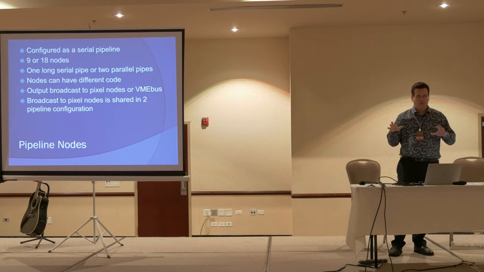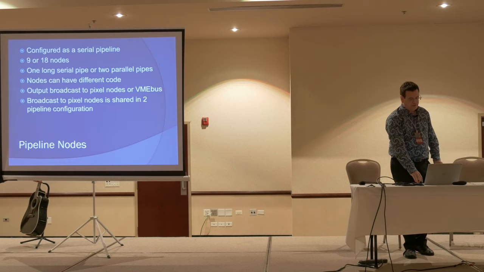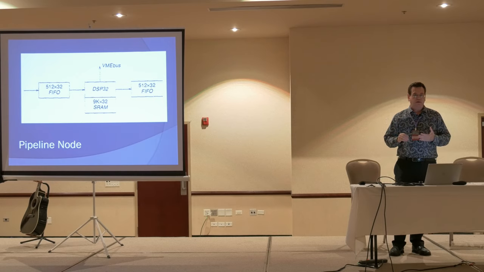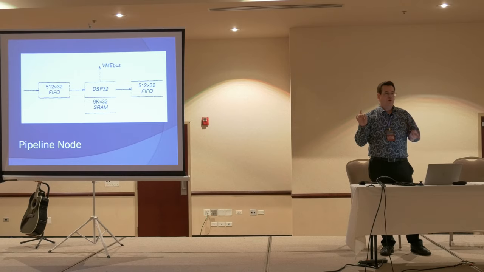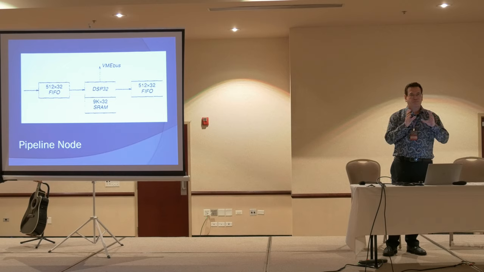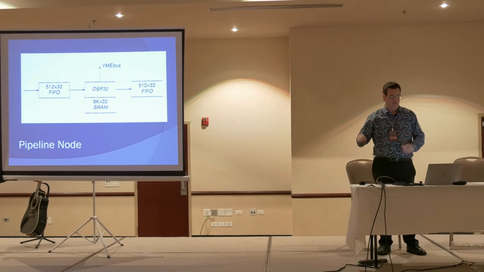When you broadcast to the pixel nodes, it is shared in the two pipeline configurations. So this is basically how things are connected in each node. There's an input FIFO that is feeding data from the previous stage into the DSP processor, and then there's an output FIFO. A FIFO is basically a first in, first out buffer. So data comes in and data comes out in the same order that it came in. These FIFOs act as a way to do a little bit of load balancing between the different nodes. One node may be processing things at a faster rate, in bursts, than the next node can accept. So if the node supplying the output to the next is doing brief bursts, you don't want to have to slow that node down. You want to balance that out by having the bursts go into this buffer that is going to feed the subsequent pipeline.